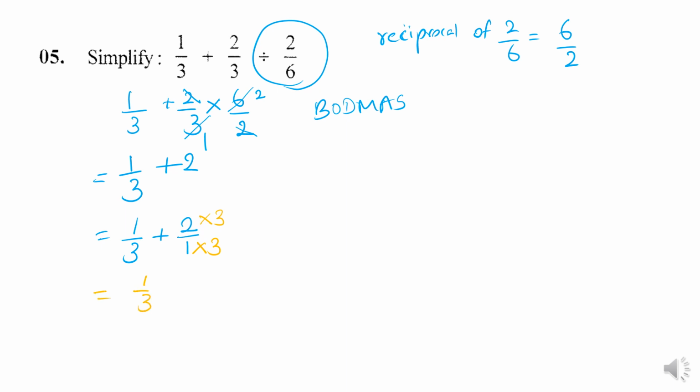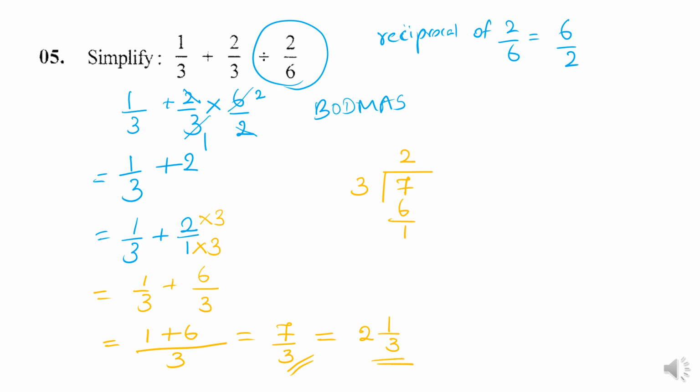And then you get 1 over 3 plus 6 over 3, and here you have a common denominator, which is 3. You add 1 plus 6, which is equal to 7. Now 7 over 3 is the answer. And also if you want, you can keep this as a mixed number. You can divide 7 by 3 and you get 2, and 2 into 3 is 6, and 1 remains. Then this is equal to 2 and 1 over 3 as a mixed number.